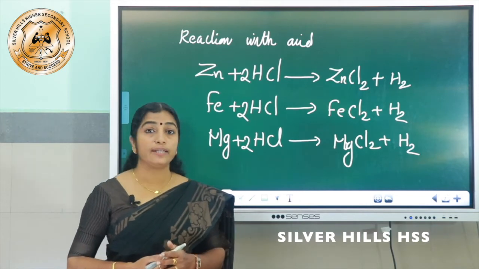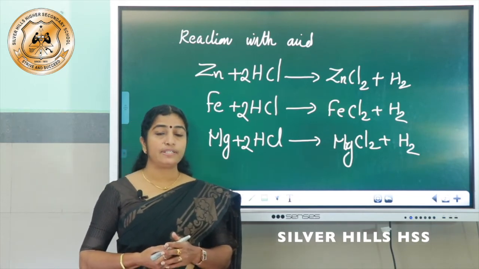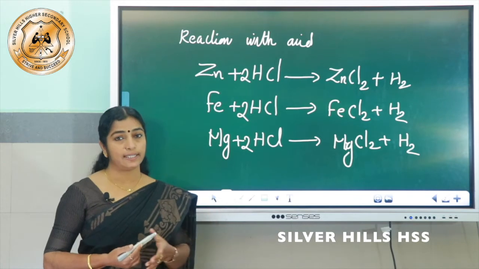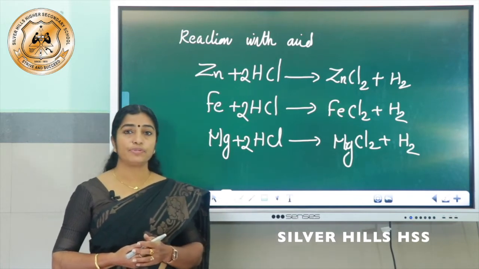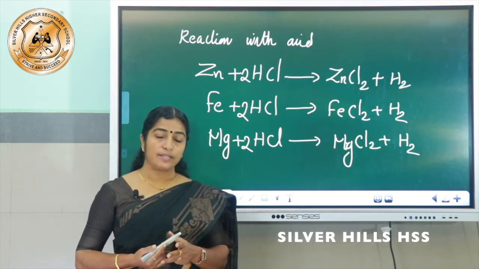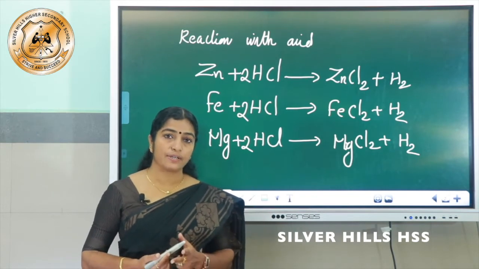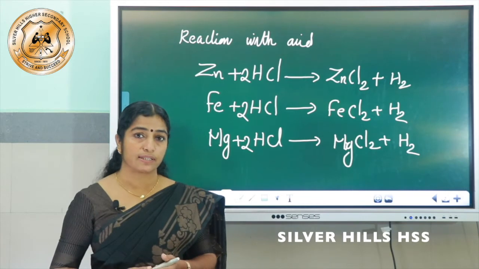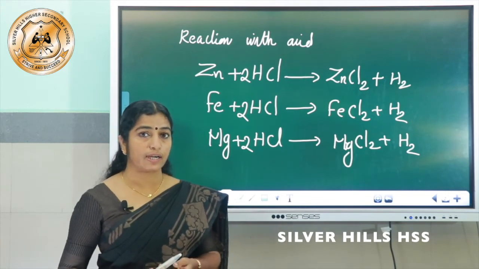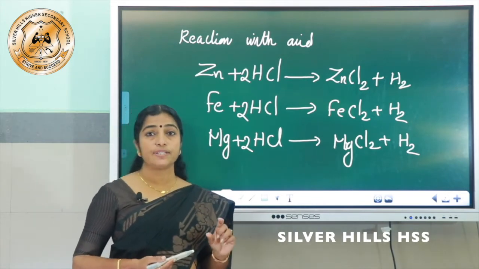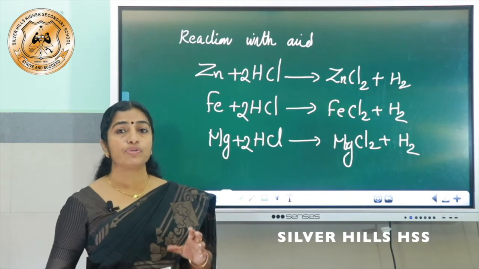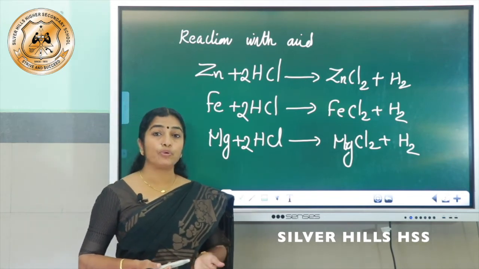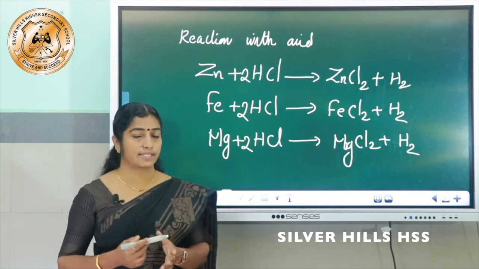You know that iron is a metal which is used extensively in our daily life. Iron is used in aircraft, in automobiles, for making agricultural tools, and in construction work. The disadvantage of iron is that it undergoes corrosion very fast. The corrosion of iron is known as rusting.